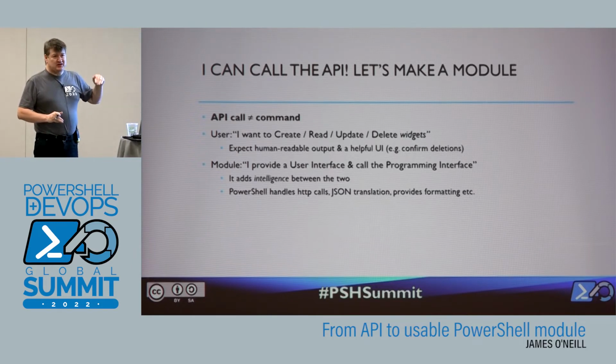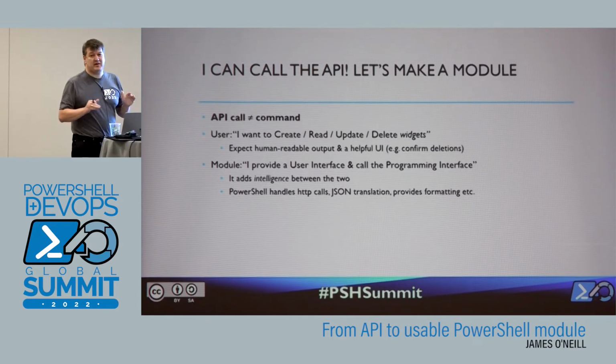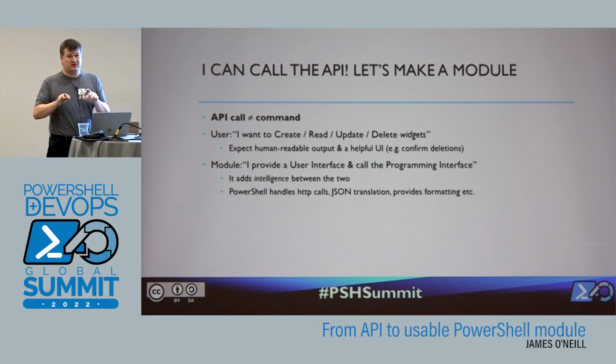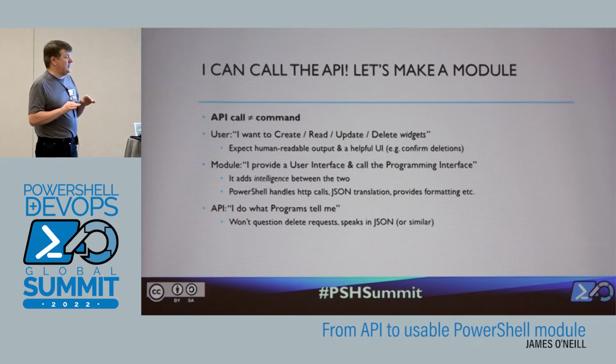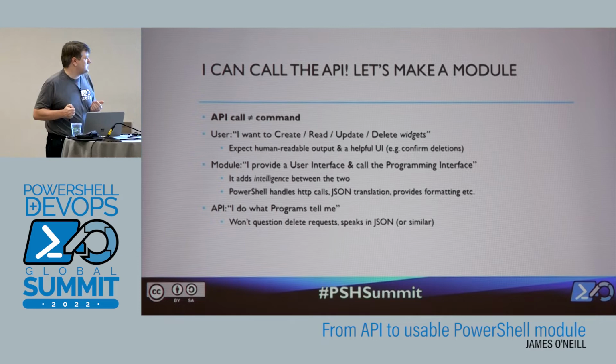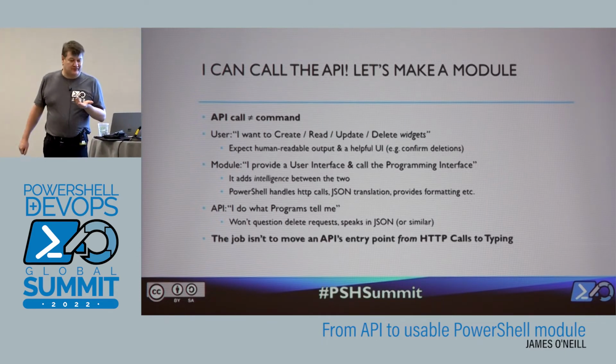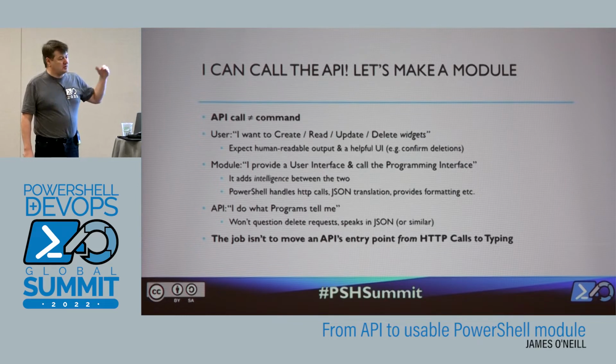But I need some intelligence, and there are tools out there that will turn an API into another API. We call it command line, but basically all it's doing is translating JSON calls into things that you type. That's not the goal here. The API is just going to do what it's told. The API description doesn't say things like, you ought to be tab completing this parameter, or you ought to be asking before you perform this operation. So we're not trying to move from an API of REST calls to an API of typing.